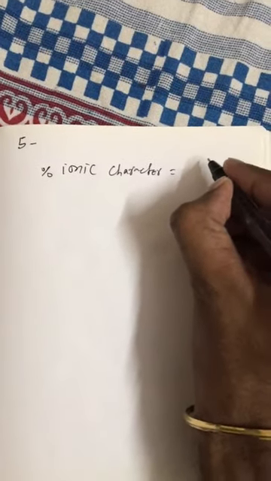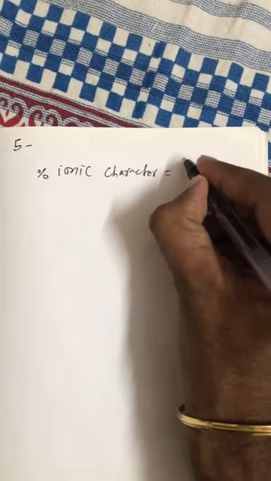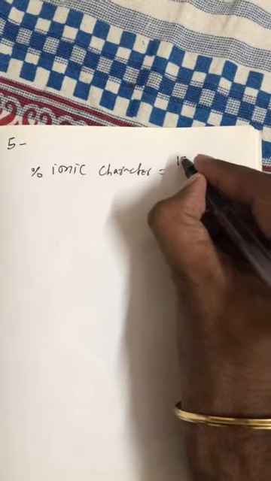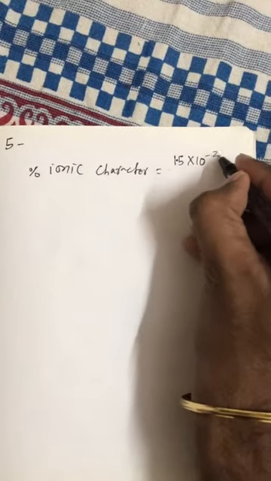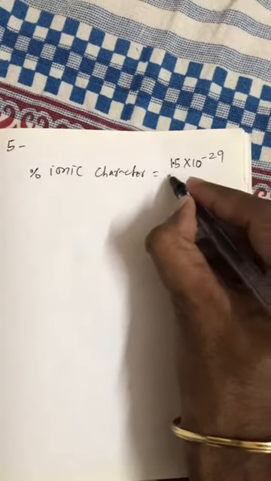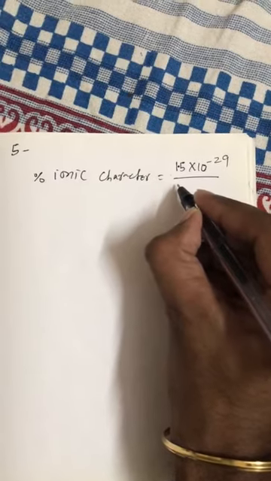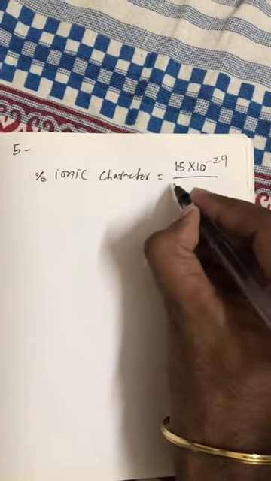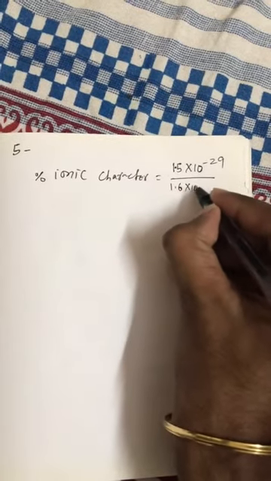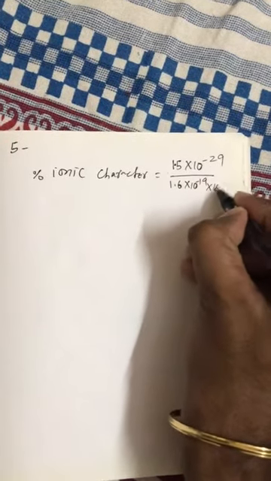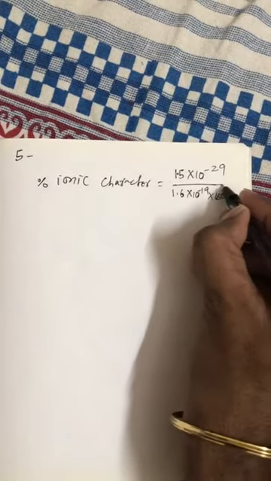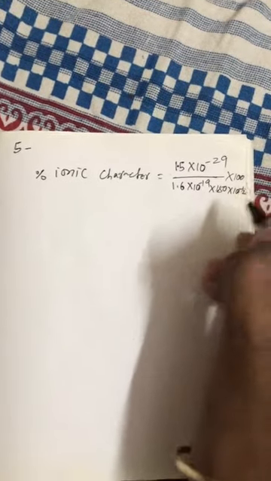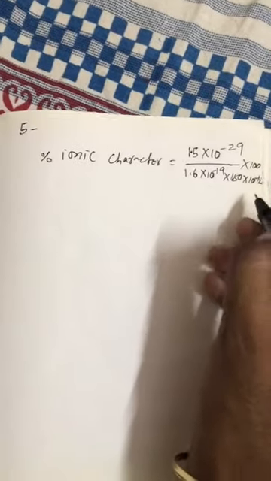Percentage ionic character is mu observed, that is 1.5 into 10 raised to power minus 29 coulomb meter, divided by mu if a 100% ionic molecule exists. So it is 1.6 into 10 raised to power minus 19 into 150 into 10 raised to power minus 12 and multiply by 100. So this will be percentage ionic character.